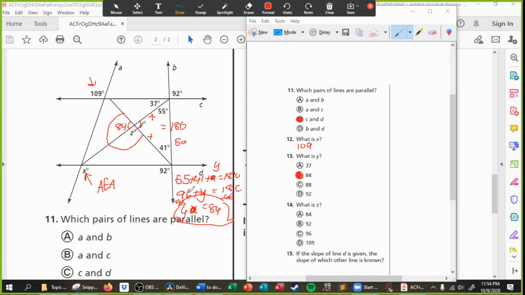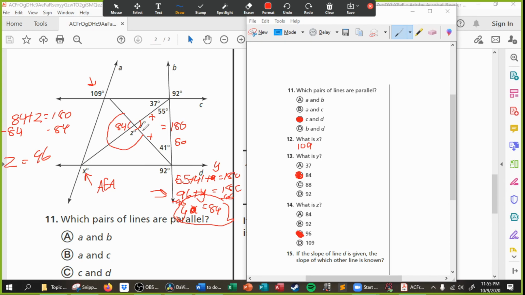Well, I already know that 96 plus the 84 gives me 180, so my answer here is 96. But let me do a little bit of math here to convince you. This is my linear pair. 84 plus Z must equal 180. Subtract 84 from both sides, just like we did down here. And we can rediscover that we are in fact looking at 96.